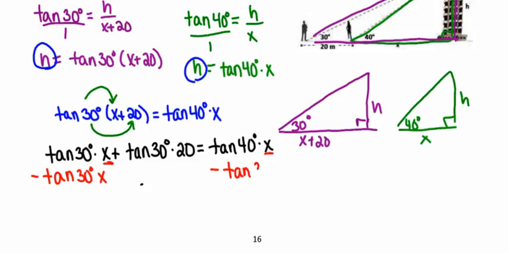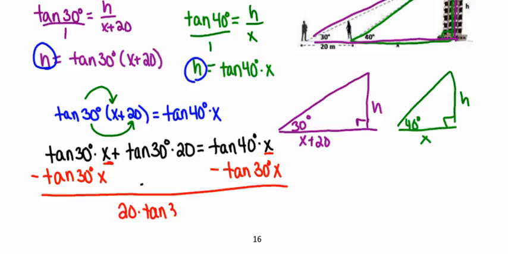And when I do that, I'm left with tangent of 30 degrees times 20, or 20 times the tangent of 30 degrees on the left side. And on the right side, I've got tangent of 40 times x minus tangent of 30 times x, or I could say x times the tangent of 40. Doesn't matter. Multiplication is a commutative operation. So tangent of 40 degrees times x, subtract tangent of 30 degrees times x. The important thing is that I have all my terms with an x grouped together.